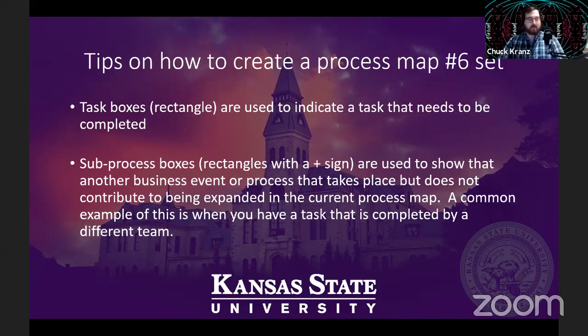Next up, and it's something we touched on earlier, it's sub-process boxes. This is your rectangle with a plus sign. They're used to show another business event or process that's going on or is referenced by your process, but doesn't contribute anything by actually being fully mapped out in your process map. Like we said earlier, you want to narrow scope, and you want to just do one process at a time. And if your process references other processes, you can reflect that using a sub-process box.